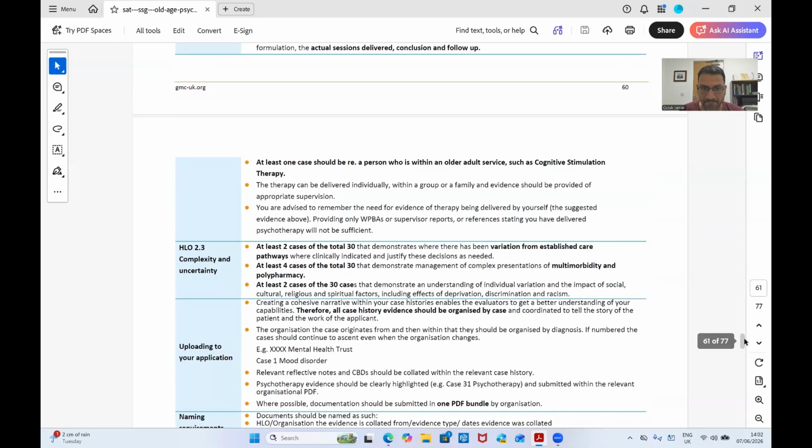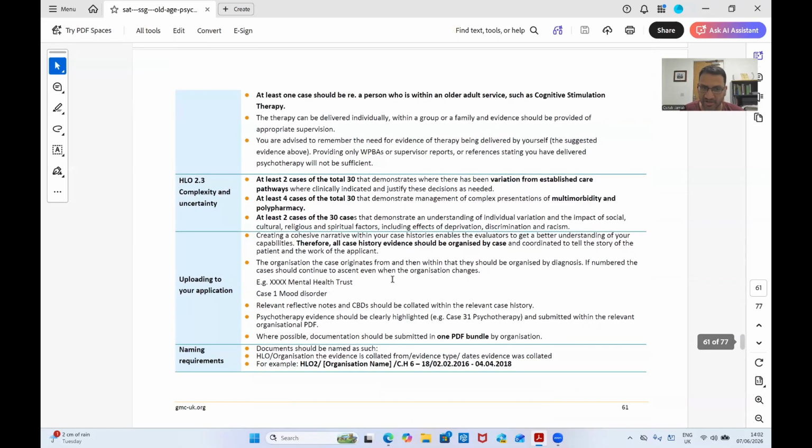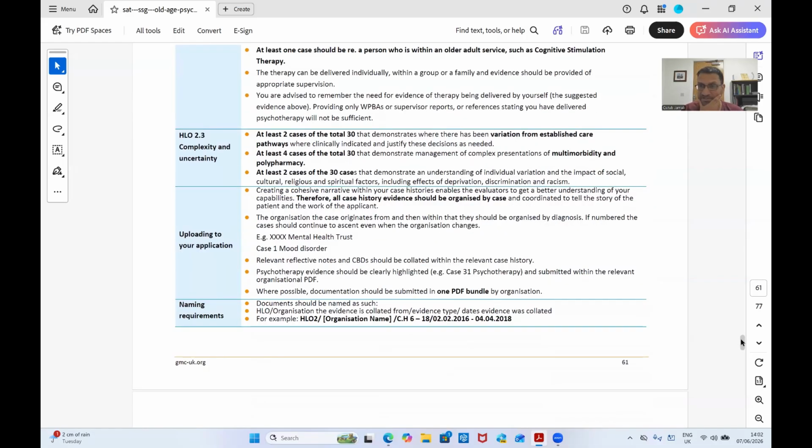Again, this is very self-explanatory, how you organize the evidence in a bundle. So again, if you can't submit all the cases in one bundle, you can divide it, but make sure that the label you've put on that file is mentioned in your verification form. It has to match. If they don't match, they will return that evidence to you.